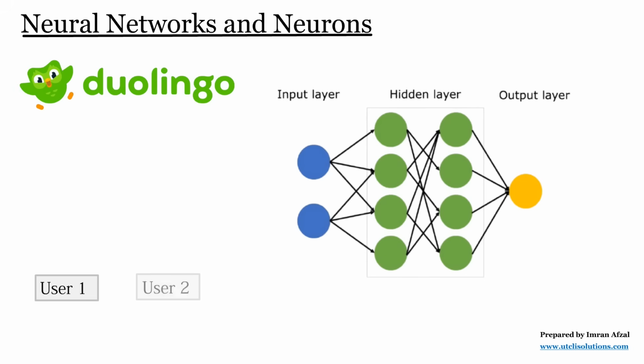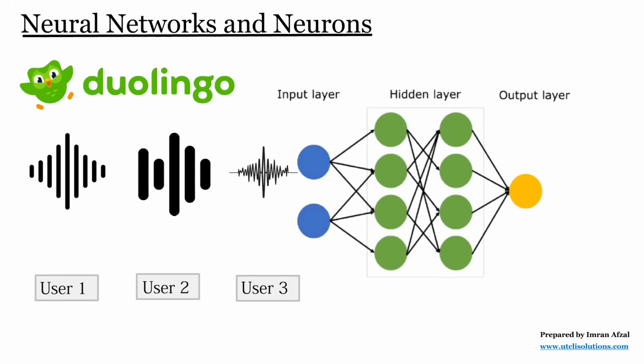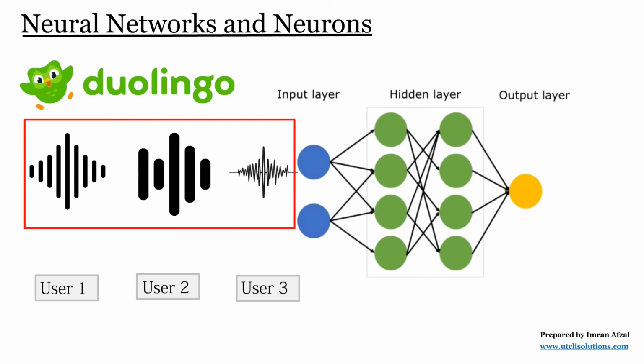And if many users pronounce the same word differently, the network learns to accept different ways of saying it. That is the power of learning from real data.